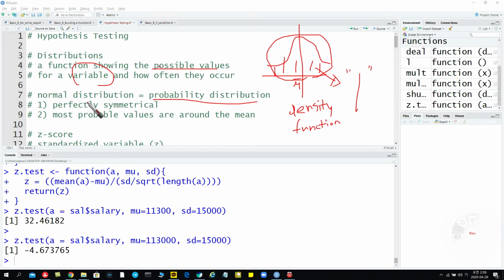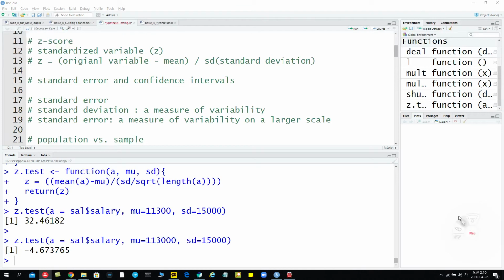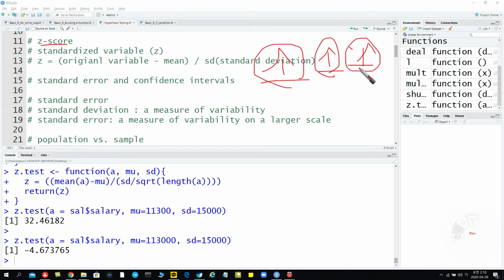In case of the normal distribution, the two tails are perfectly symmetrical, and the most probable values are around the mean. This is the mean. We call it mu. Okay, the next one, we move on to z-score. I briefly mentioned this one, z-score. Because we have several normal distributions, but we want to standardize the normal distribution.